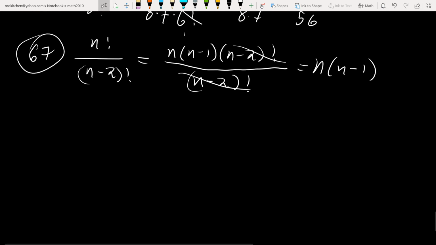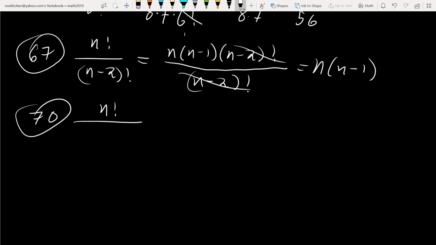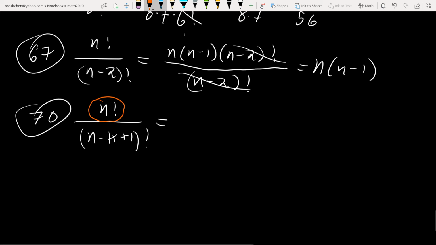A little bit harder now, number 70. You might see something like this maybe in the binomial theorem, when you're working with expanding certain products. How do I do this? Okay, so n factorial is greater than n minus something factorial, right? So I'm going to use the recursive definition on the numerator until I get a factor that equals this denominator here.